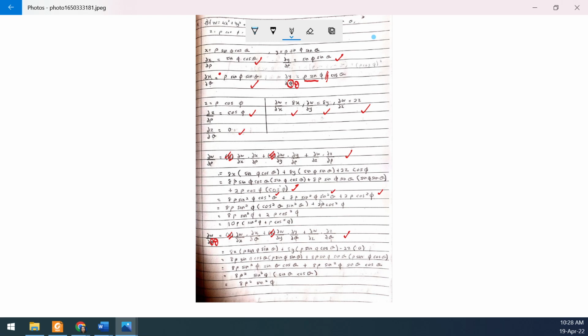Okay, factor out sin squared phi. Cos squared theta plus sin squared theta is 1. So the first term you get 8 rho sin squared phi, 2 rho cos squared phi. Where did we get 10 rho there? This is sin squared phi, this is cos squared phi. Okay, up to here correct. But this line is wrong.